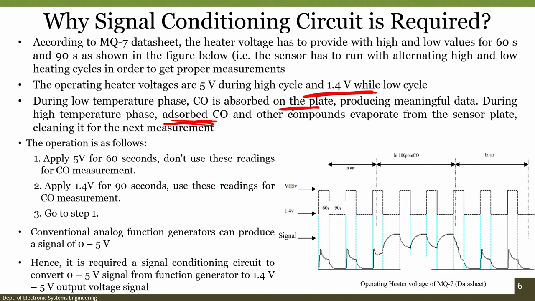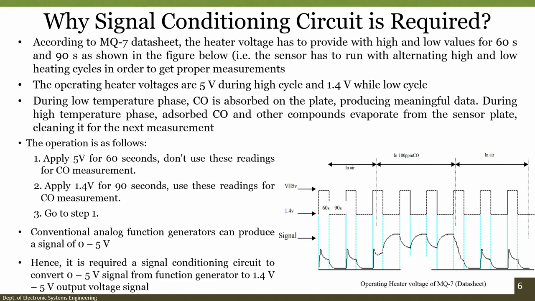Absorb means it will be absorbed in the sensing layer and have a reaction with the molecules, and other compounds evaporate from the sensor plate, cleaning it for the next measurement. That means that whenever we apply 1.4 volts, there will be absorption and a change in resistance, not sensitivity, change in resistance. And when we apply 5 volts, the gases that were absorbed would be desorbed.